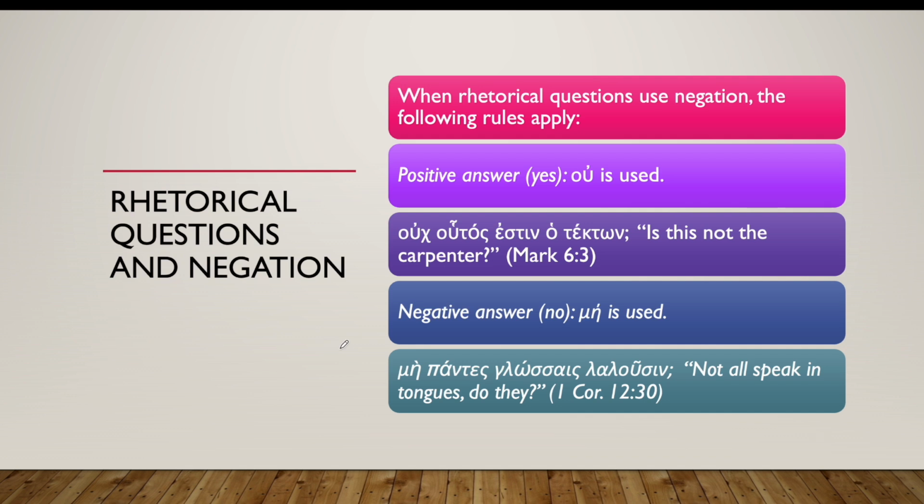Oftentimes in Greek you'll see in the text rhetorical questions. That is, rhetorical questions where the answer is assumed. It's not like the writer's searching for an answer, he knows the answer already. So when you use negation in asking a question in Greek, there's two different kind of nuances happening. So if the writer expects a positive answer, ou is used. And here's a good example.